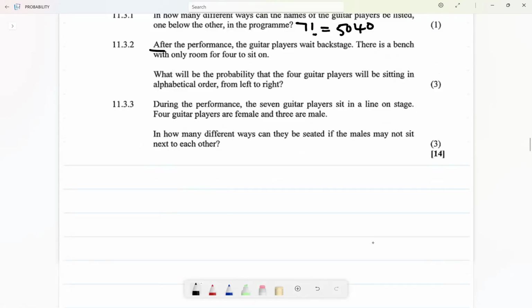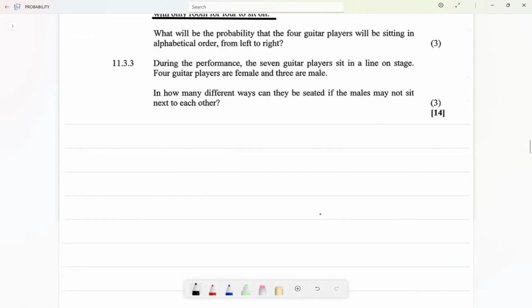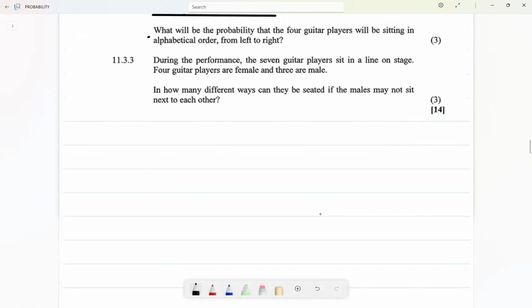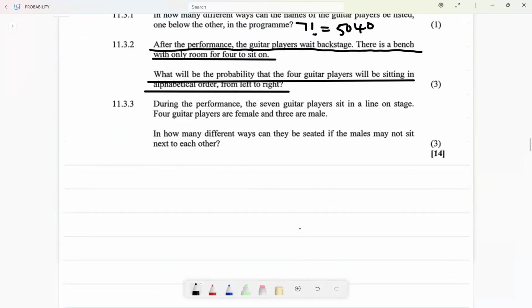Now they say after the performance, the guitar players wait backstage. There is a bench with only room for 4 to sit. What is the probability that the 4 guitar players will be sitting in alphabetical order from left to right?